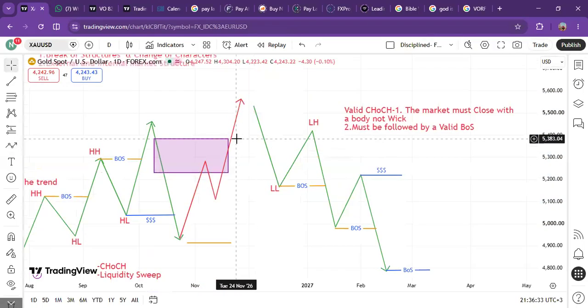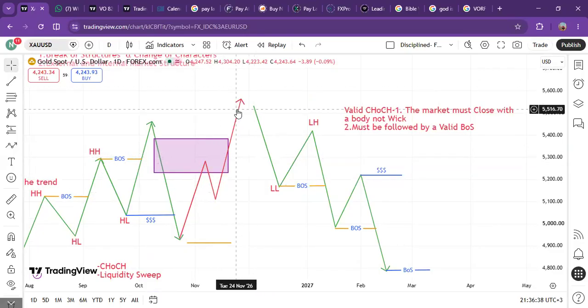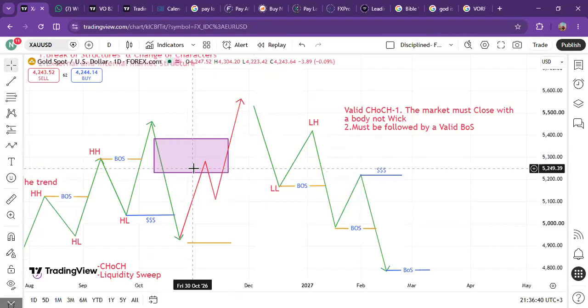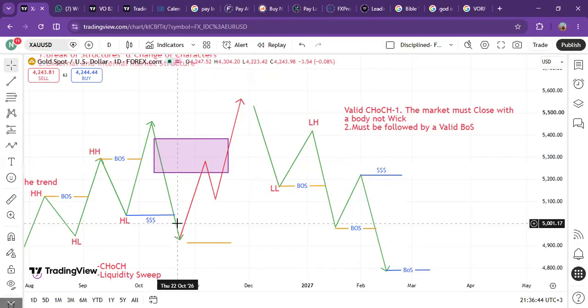I don't know if you have ever seen such scenarios. Yes, the market respected the supply zone, but the supply zone was not able to hold. The market just went up because it was seeking liquidity.